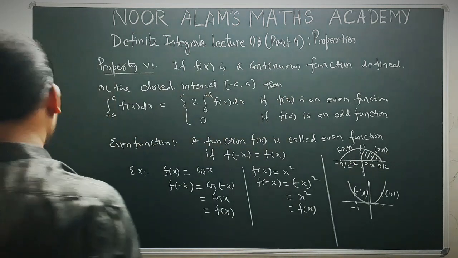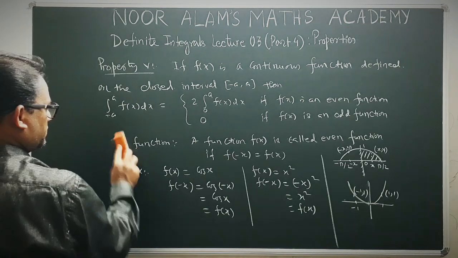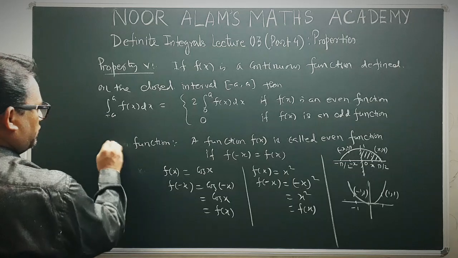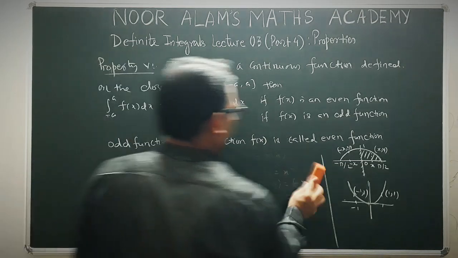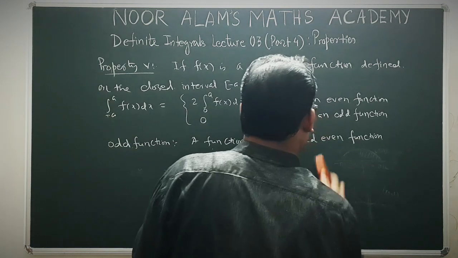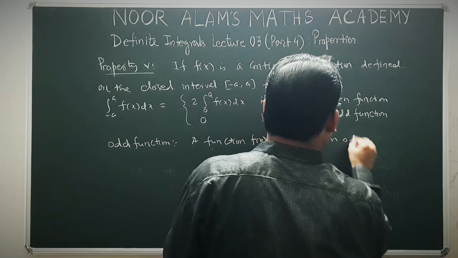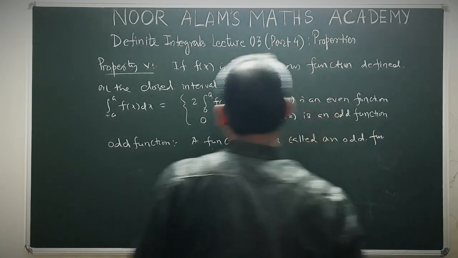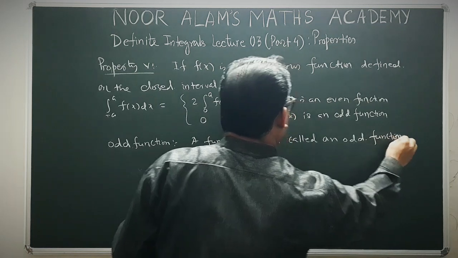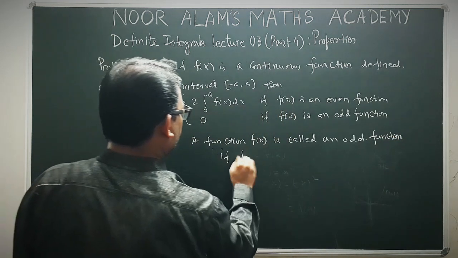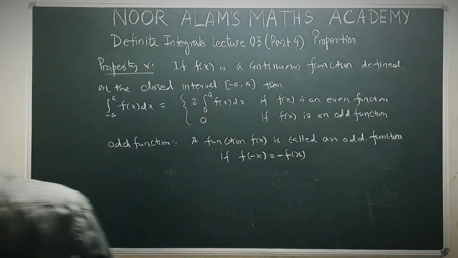Okay, so now we are going to define one more function, that is called the odd function. What is the definition of an odd function? A function f(x) is called an odd function if we have f(-x) equal to minus f(x), where x belongs to its domain.